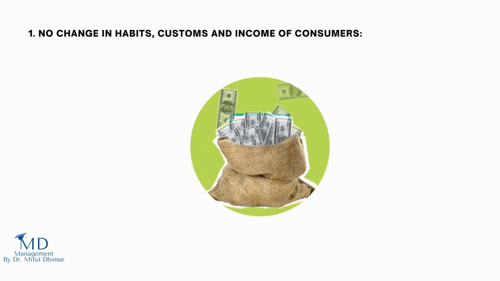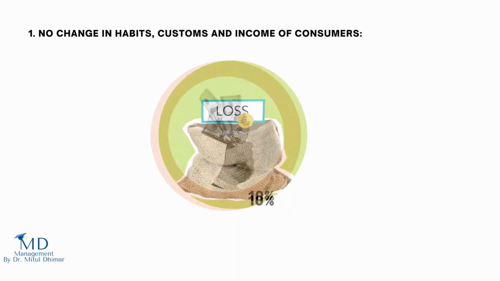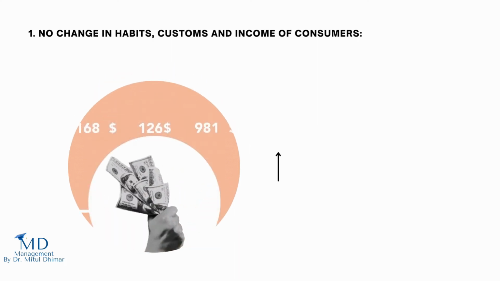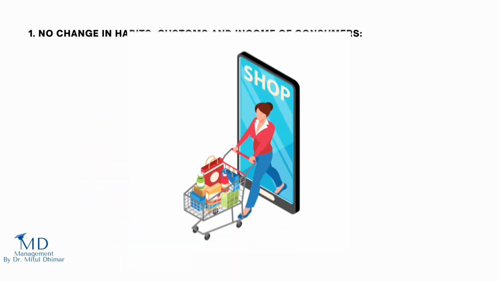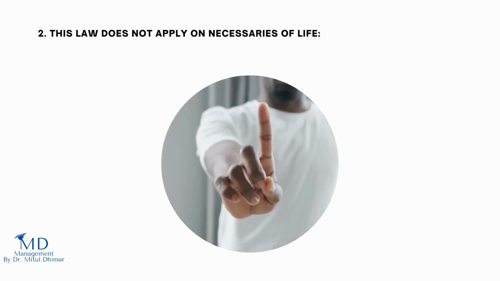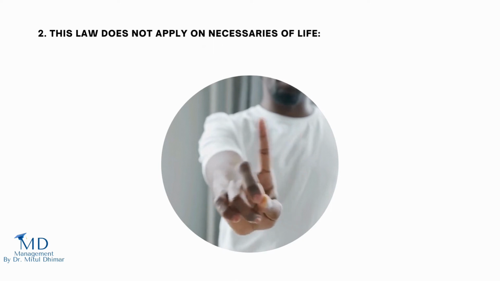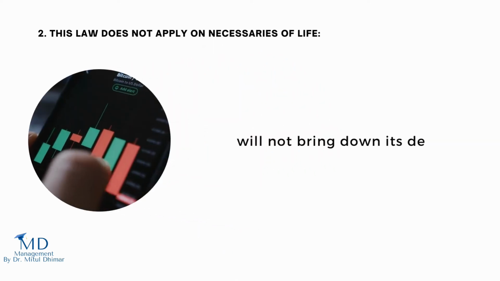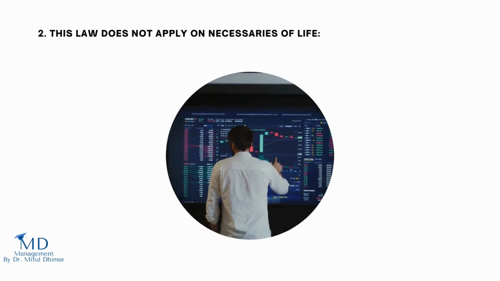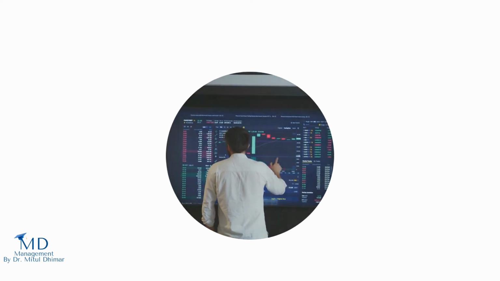If the price of a product increases by 10% and at the same time the income of the person also increases by 10%, then though the price of the product increased, its demand will remain the same because of the increased income. This law is not applicable in case of necessities of life. It is assumed that this law is not applicable in case of necessities of life because an increase in the price of flour will not bring down its demand. Likewise, a fall in its price will not very much increase the demand for it.